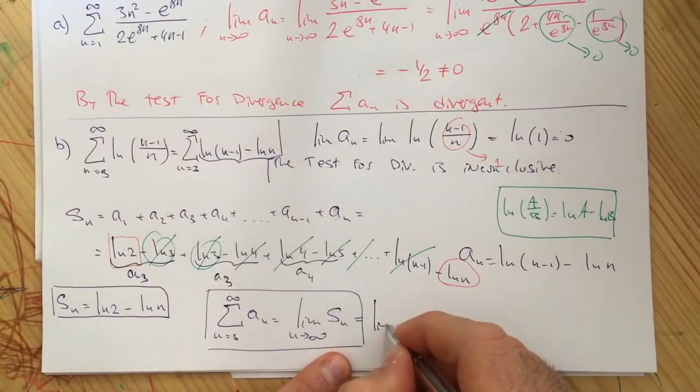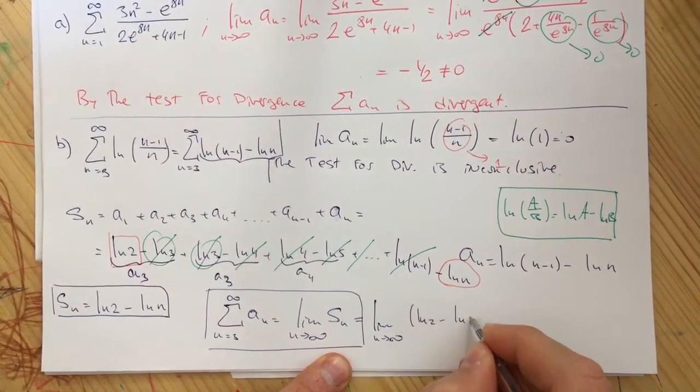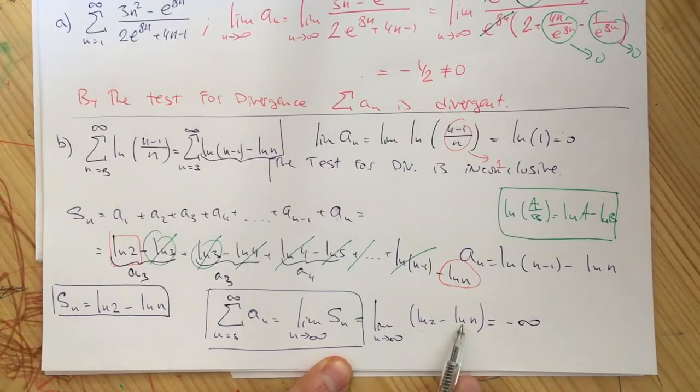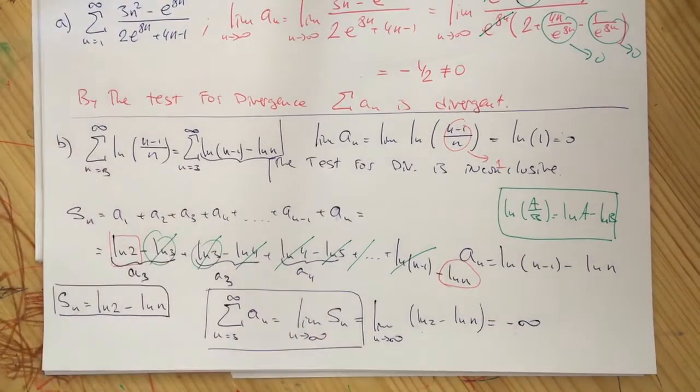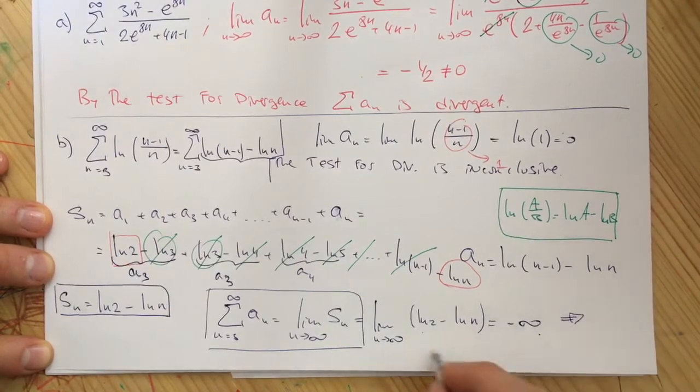Well, this is the limit as n goes to infinity of ln of 2 minus ln of n, and this is simply negative infinity because this is a constant, minus ln of n goes to infinity. Okay, and now here I'm not using some particular test. Here, obviously, I have found exactly how much this sum is. This sum is negative infinity, and hence it is divergent.